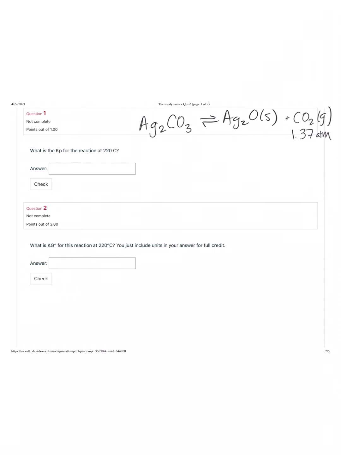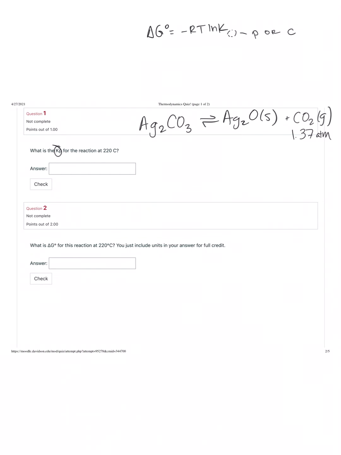What I saw here is we saw Kp, and a lot of people thought, I need to interconvert between Kp and Kc. No. Unless I explicitly ask you to interconvert the two, you can use either one in the equation delta G equals negative RT ln K. There is no designation; this can be P or it can be C.